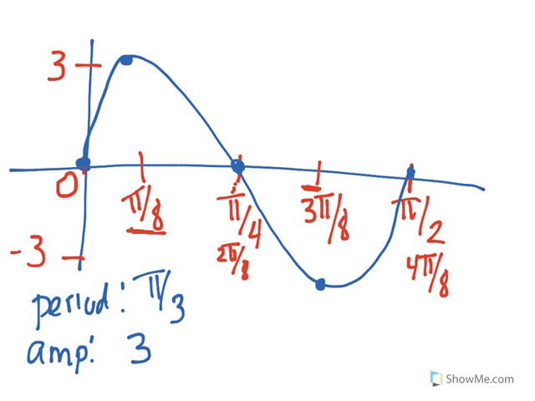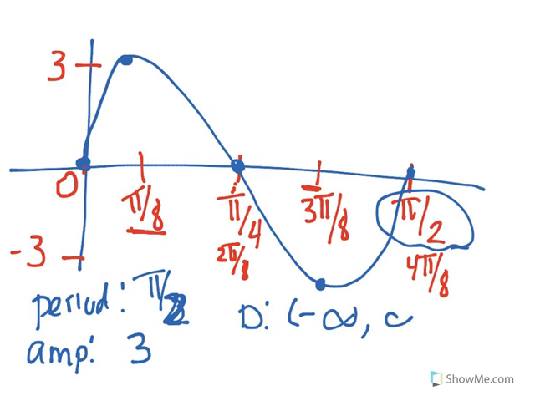It's just that now the period is, sorry, that should say pi over 2, not pi over 3 over there. That's my mistake. The period is pi over 2. The amplitude is 3. What's your domain? It's still going to be negative infinity to infinity, because it always is. What's your range? It's from negative 3 to 3. Okay? And that's it.